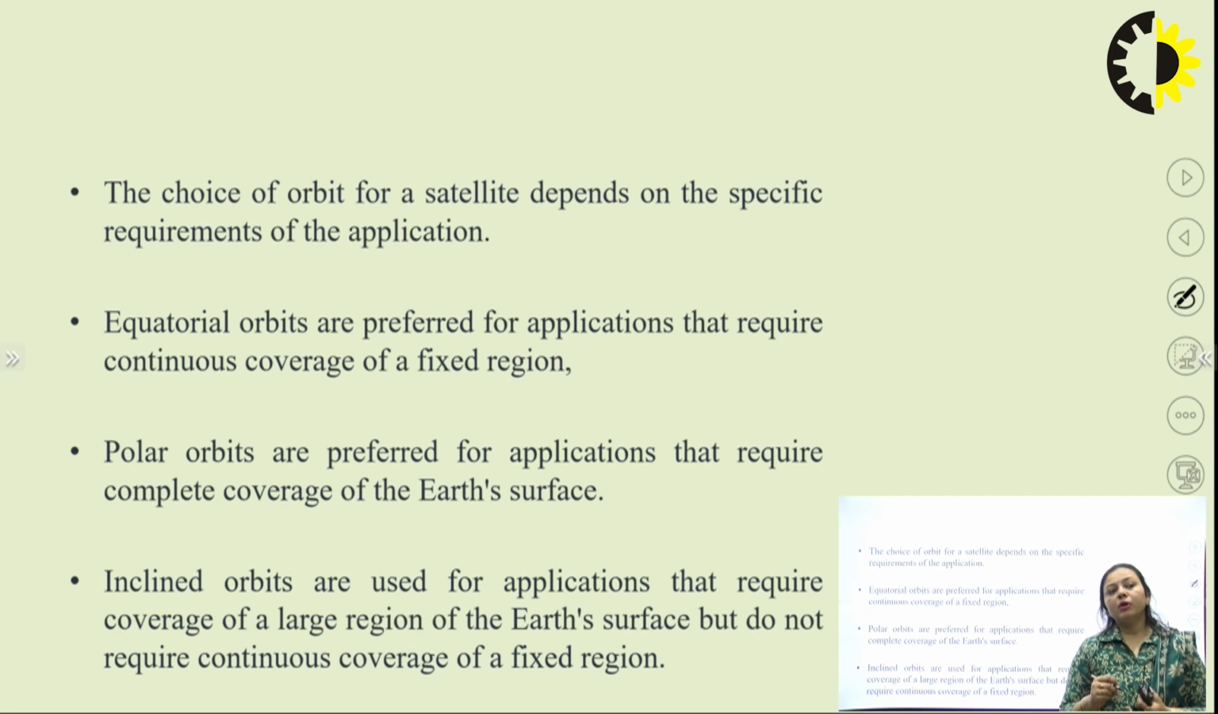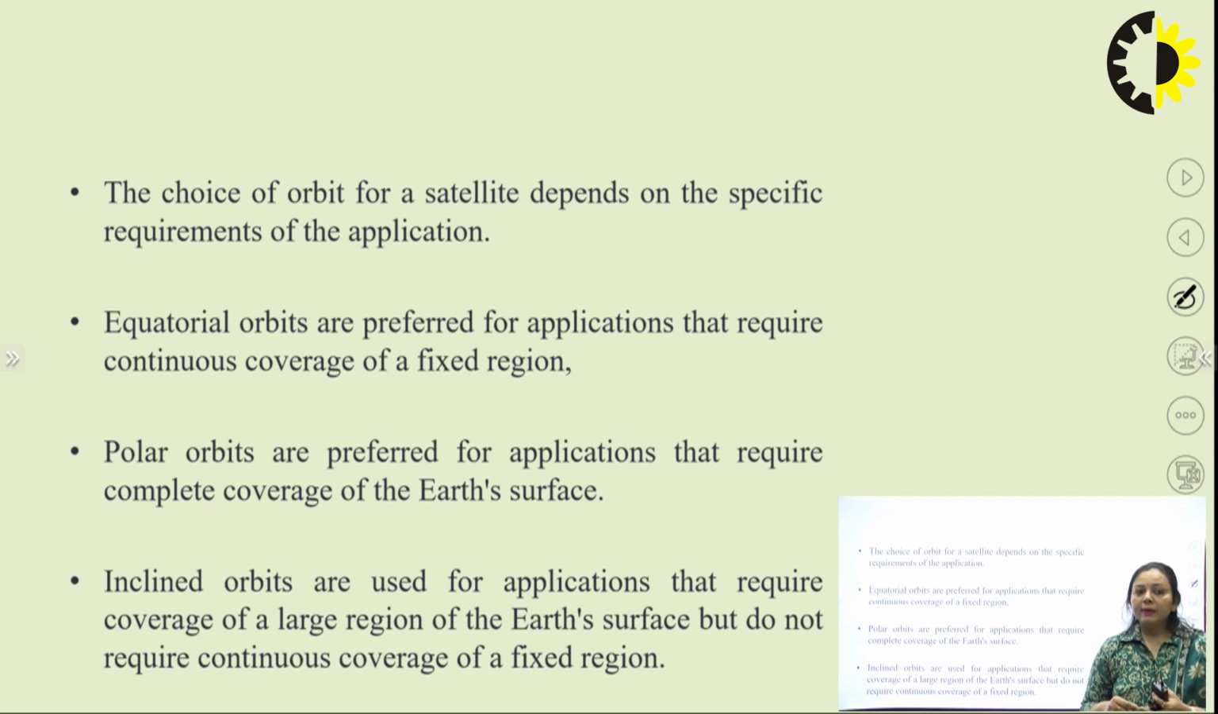So, the choice of orbit for a satellite depends on the specific requirement of that application. The equatorial orbits are preferred for applications that require continuous coverage for a fixed region. If I want continuous coverage, but I am limited to a specific region, then I will prefer the equatorial orbit. And if I have some application where I require complete coverage, I have a wider area, then we need the polar orbit.